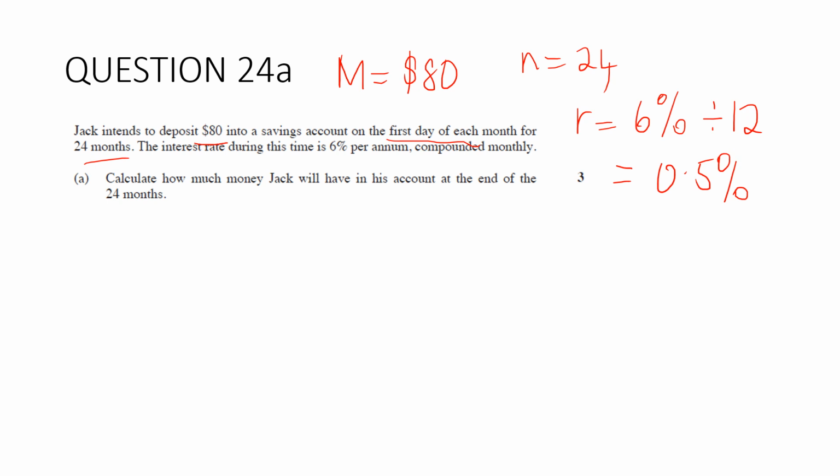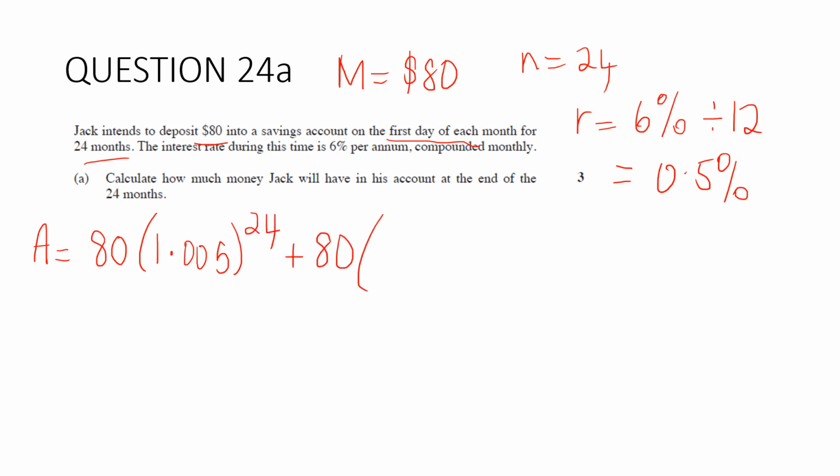Okay, so the amount that's going to be accrued is going to be equal to the first amount, so $80, and it is going to get 24 months of interest. So 1 plus 0.5%, so 1.005 to the power of 24. The next $80 will get 23 months, all the way down to the last one, which will get 1 month of interest.